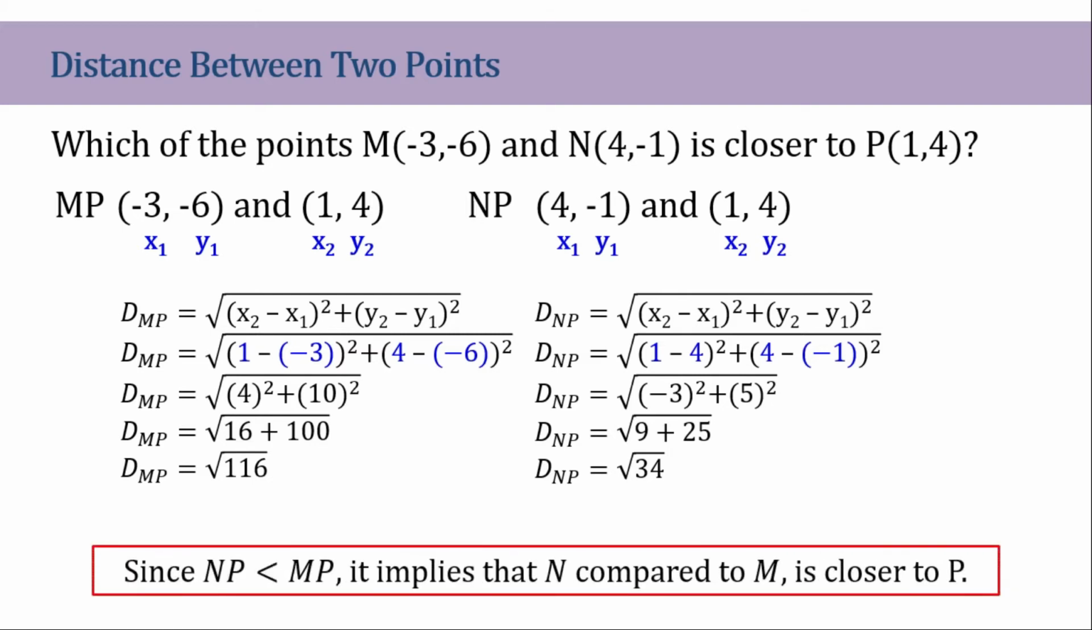Since NP is less than MP, it implies that N compared to M is closer to P. So we have a lesser value than this, meaning this is longer. The distance of this is longer compared to this one. So in that case, N is closer to P.